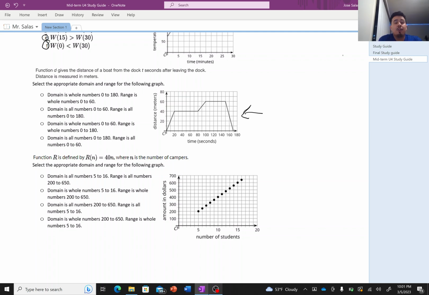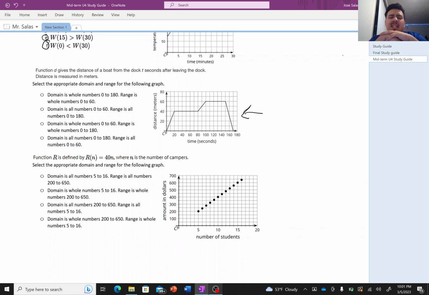This problem says, function D gives the distance of a boat from the dock t seconds after leaving the dock. The distance is measured in meters. Okay, so that just gives us information about the graph. We really don't need much information since we're not calculating anything. We're not looking for anything specific. We're just trying to select the appropriate domain and range for the graph.